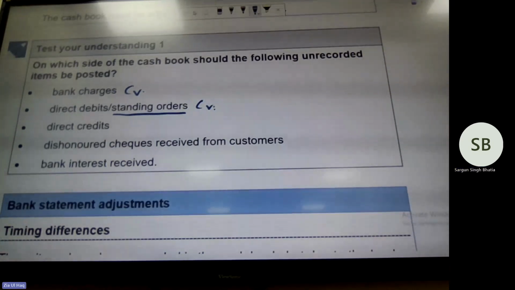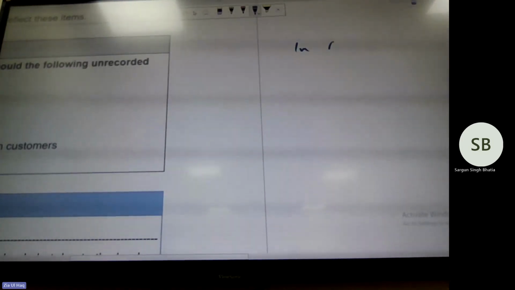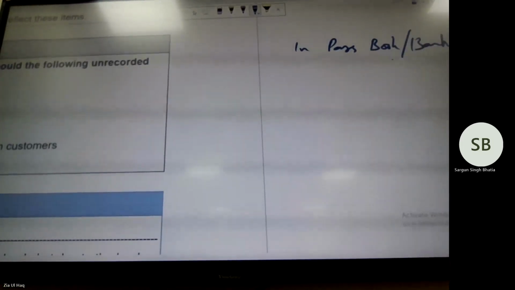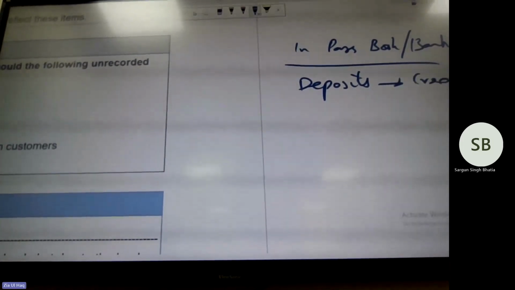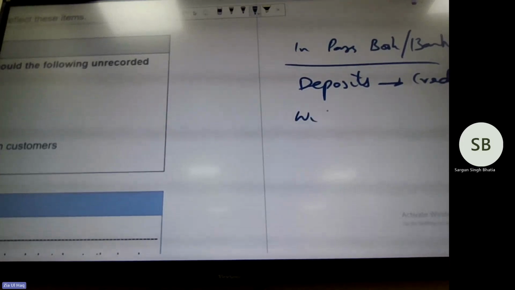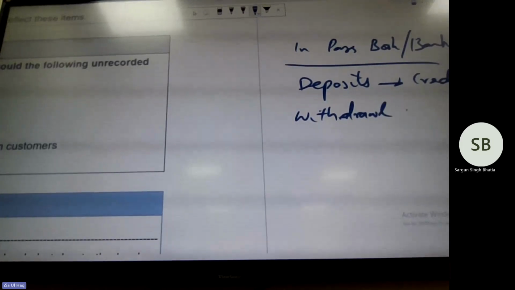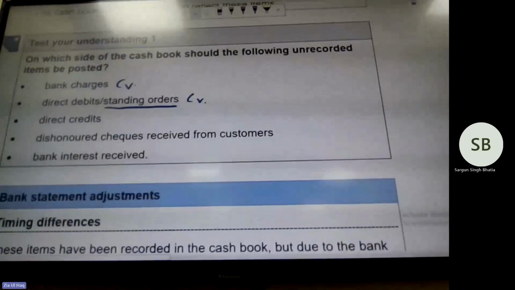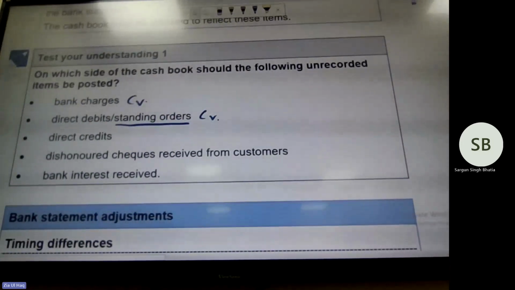Direct credits mean a customer has deposited an amount into our bank account. Meaning in the bank passbook, the deposits will be credited and withdrawals, meaning money going out of our account, will be debited. So what is this? Direct credit means money has entered into our bank account by a customer and he didn't inform us.